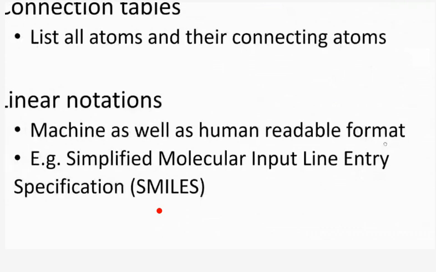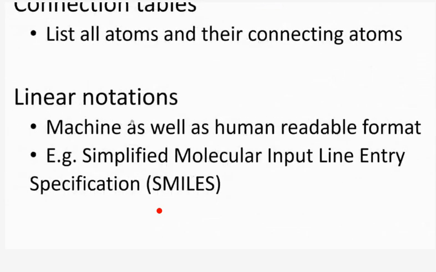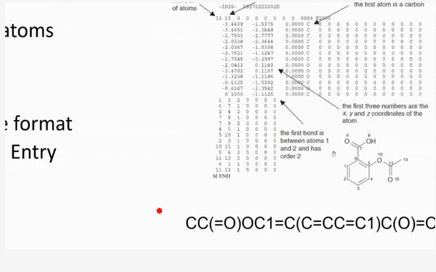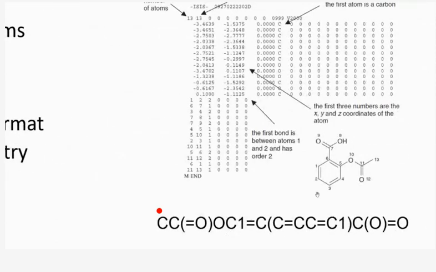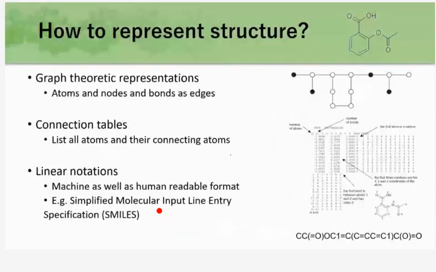Another type of format which is commonly used is called linear notations. These are very simplistic single line notations to represent molecular structures in a single line. The advantage here is that they are machine readable as well as human readable. So you can read and understand what molecule it is and what atoms are in it, and a machine can also read them and create the potential structure. Here, as you can see, this is a very simple representation of the same molecule with the help of a notation called SMILES, which stands for Simplified Molecular Line Entry System or Specification.